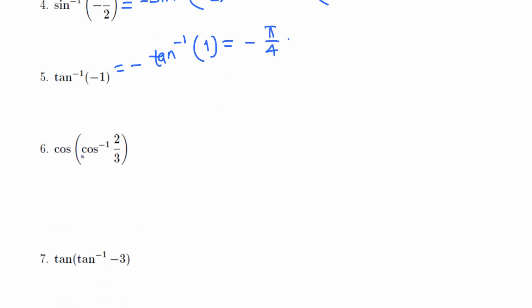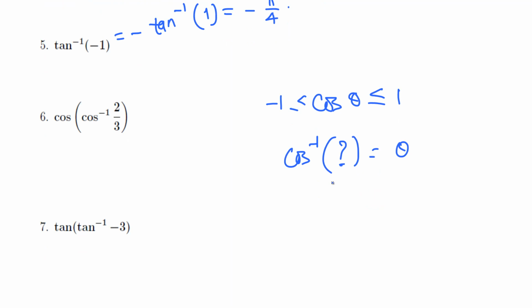Now cosine and cosine inverse, these two are inverses of each other, and as long as this is a nice number, we can just cancel. I mean, their actions cancel. The value of cosine of any angle is always in between negative 1 and 1. That means cosine inverse needs a number in between negative 1 and 1 in order to have some value. So 2/3 is in fact in between negative 1 and 1 because 2/3 is less than 1. That means we can simply cancel their actions, cosine and cosine inverse. So 2/3.